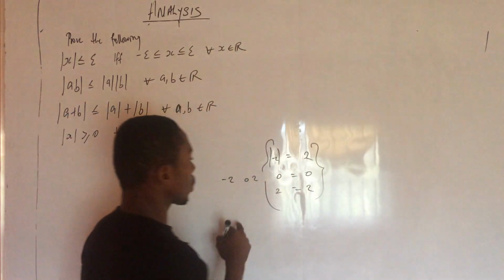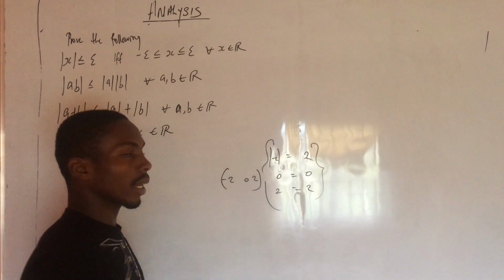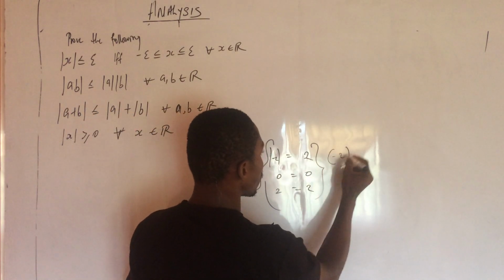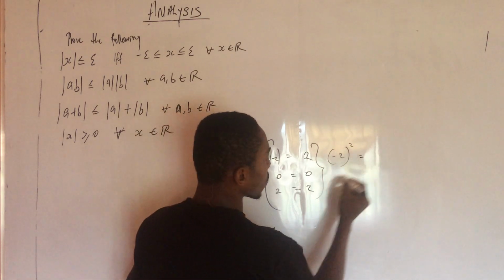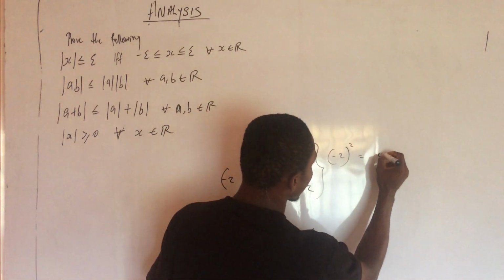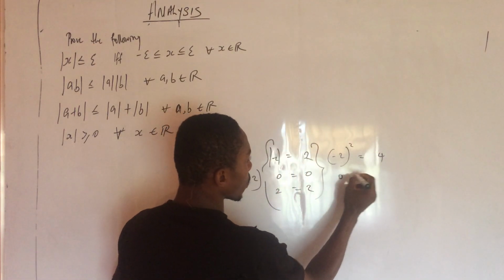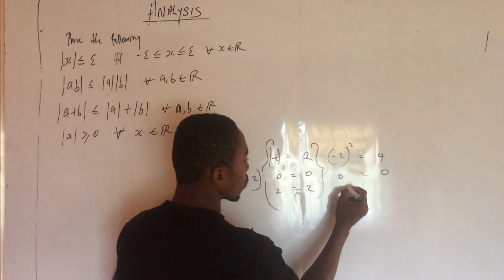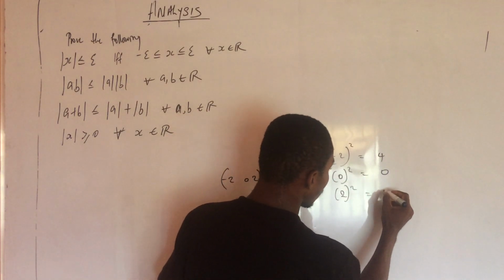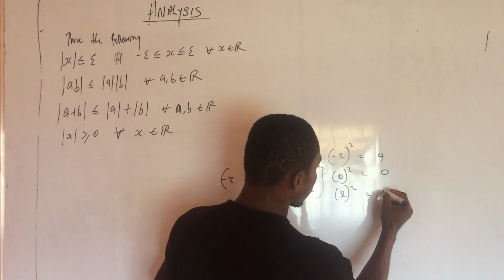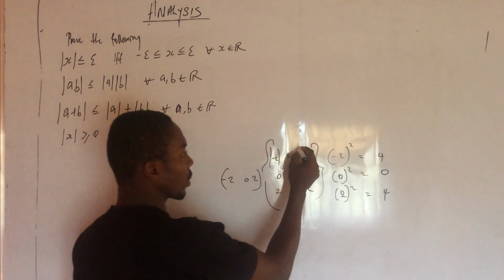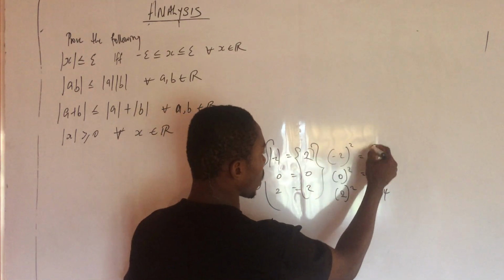Now, the square function, we're going to use this again. When we plug in minus 2 on the square function, what does it give us? It gives us 4, right? Or plug in 0, it gives us 0. Or plug in 2 in the square function, it gives us what? It gives us 4.